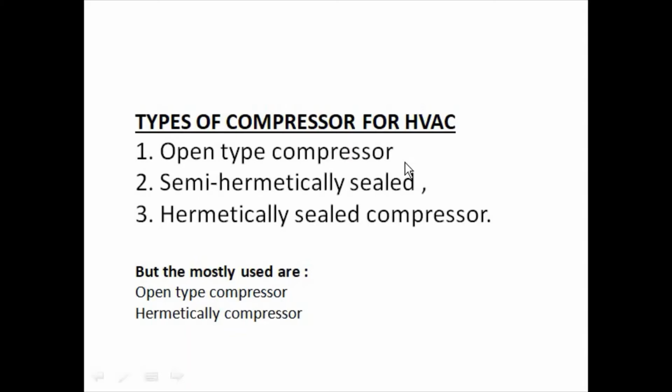In the HVAC system, we have three main compressors used, but among these three, we also have the main ones which are generally used for most air conditioning on a large scale. We have the open type compressor and the hermetically sealed compressor. Let's continue by looking in detail at each of these.